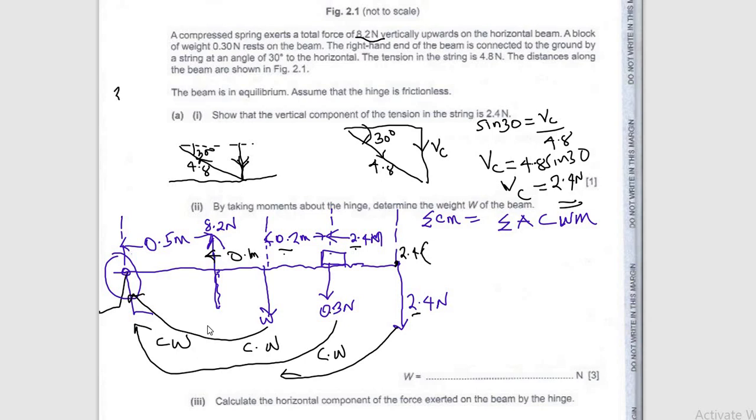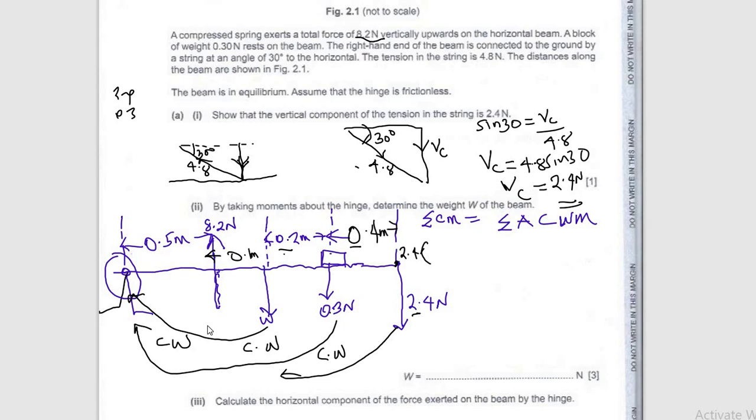Let's see. 2.7 plus 0.5. Let's do the distance. Oh, this is 0.4. Skip this. This is not 2.4. It's 0.4, sorry. So this is 0.4 meter.